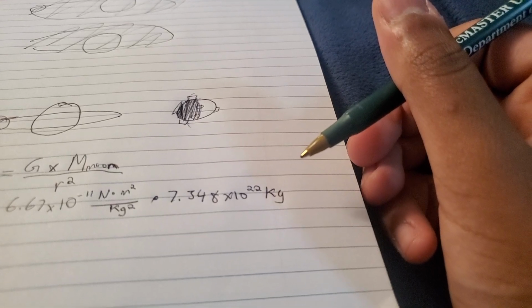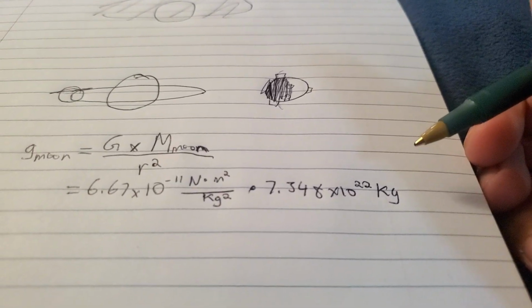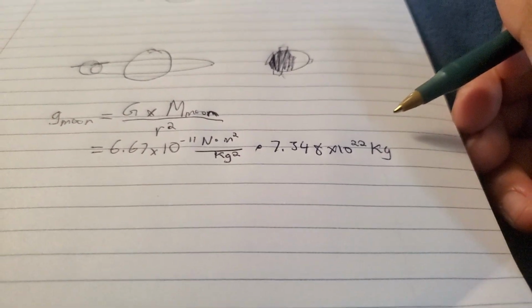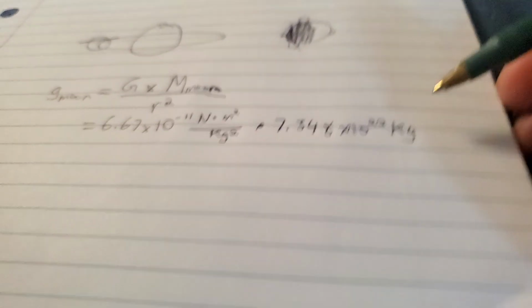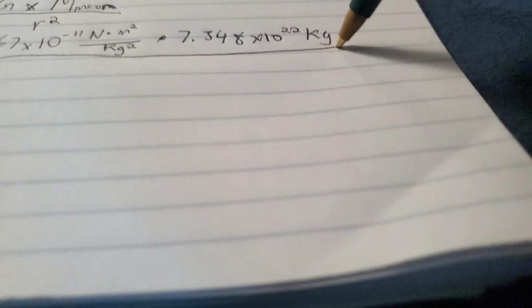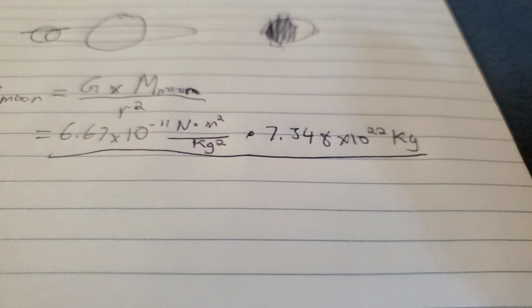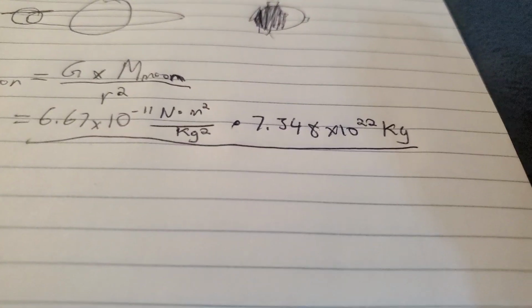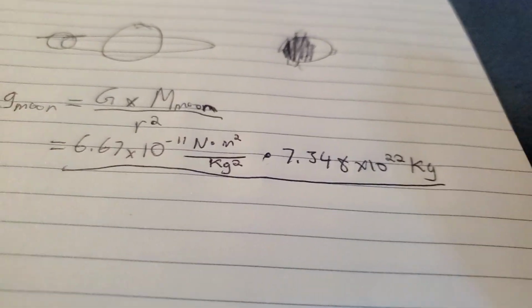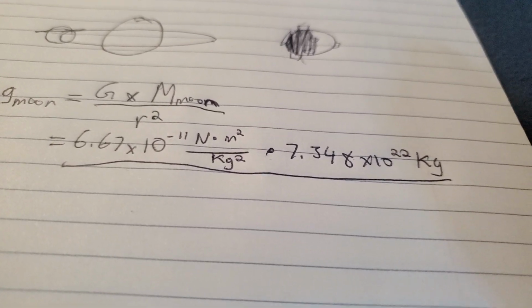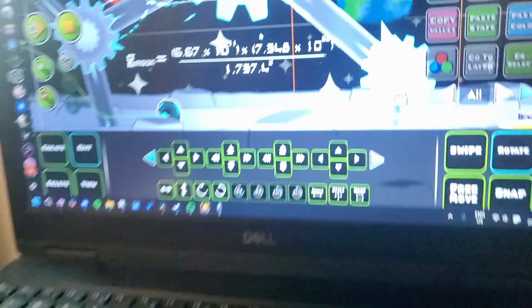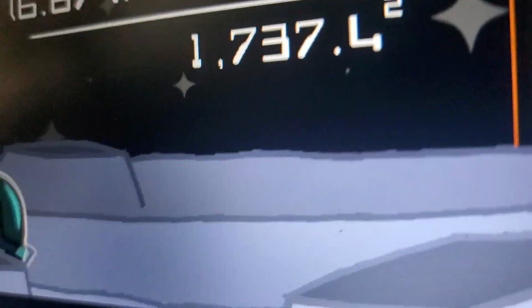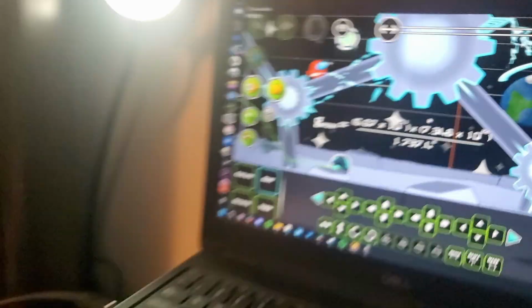Squared? I keep forgetting. Well, whatever. No, because we're gonna get newtons per kilogram as the answer, so it doesn't really matter. It's been a while. Took physics last semester, so it's kind of out of my brain right now. And then the radius of the moon, which is going to be, oh, it's on the level again. 1,737.4 meters squared.